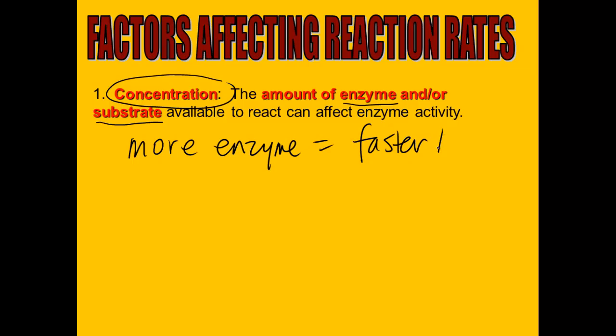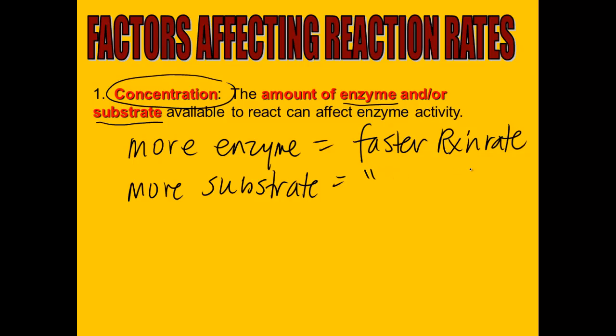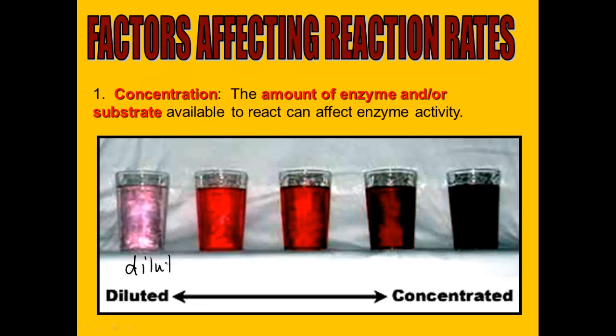So if you have a solution with substrate in it and you add more enzymes, the reaction rate will happen faster. If you have a solution with enzymes in it and you add more substrates, well, then the reaction will happen faster. So if you've got a really dilute solution, the reaction won't happen very quickly. If you have a very concentrated solution, the more you add, the more the reaction rate will increase.